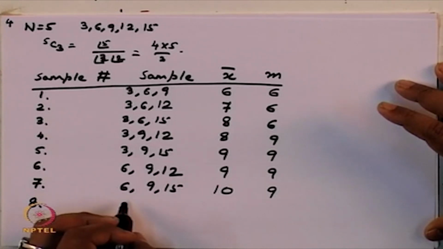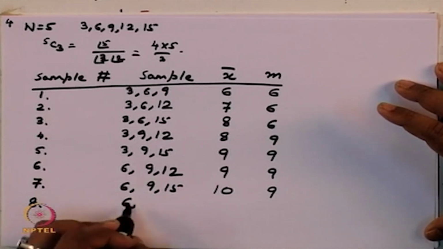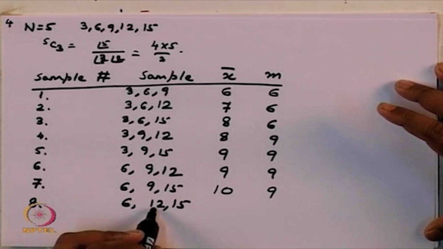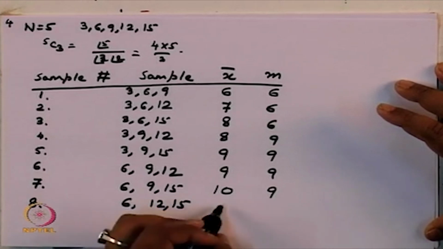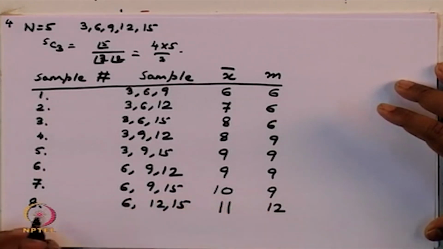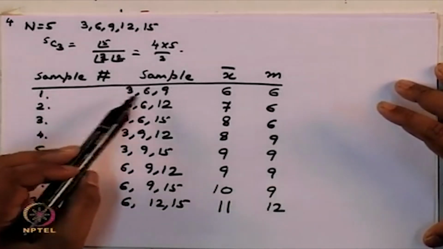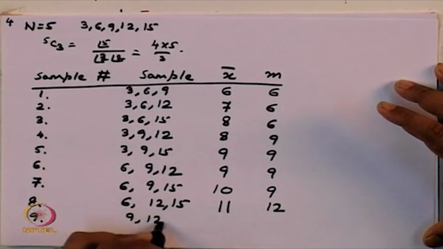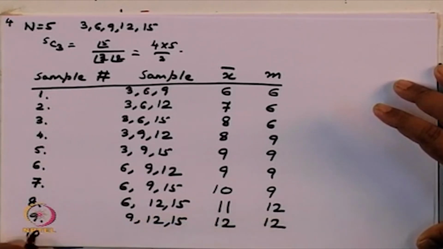Then you have 6, 12, 15; the sum is 33, so x bar is 11 and the median is 12. Then 9, 12, 15; the sum is 36, so x bar is 12 and the median is 12. What is the 10th number?